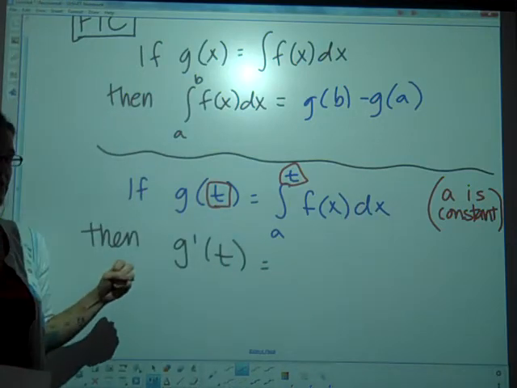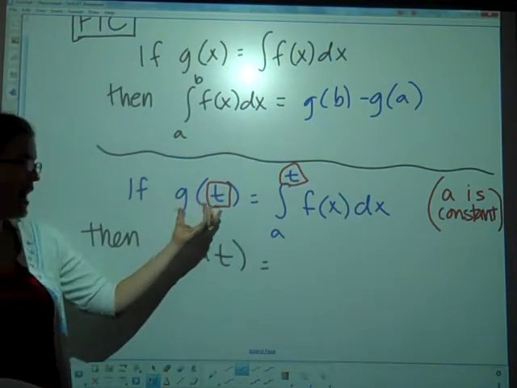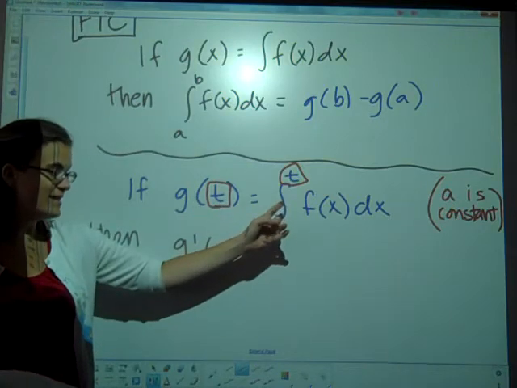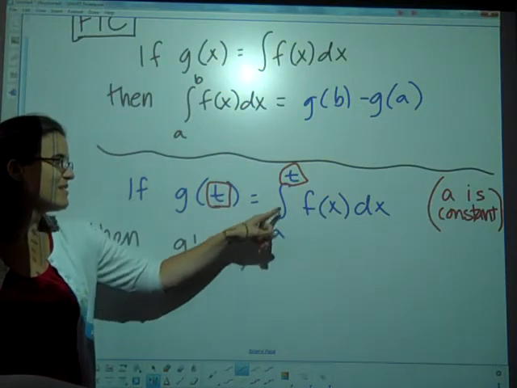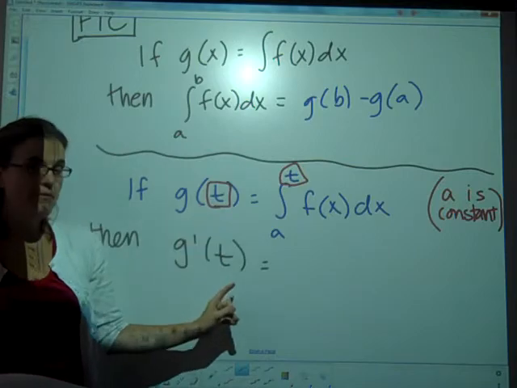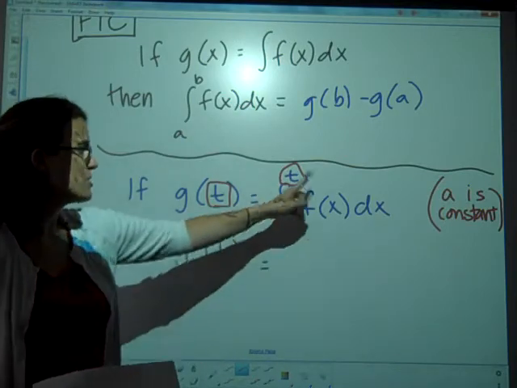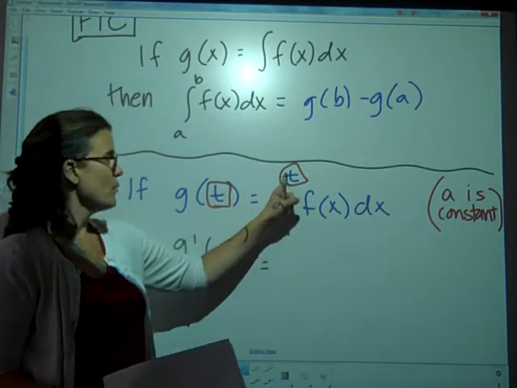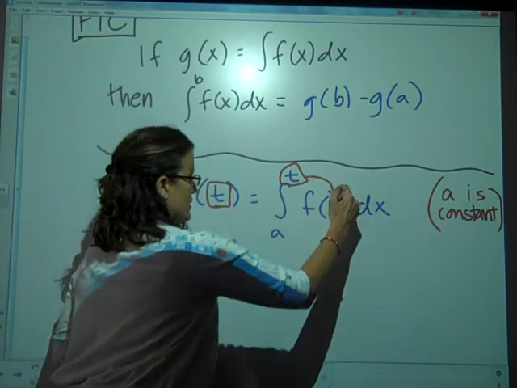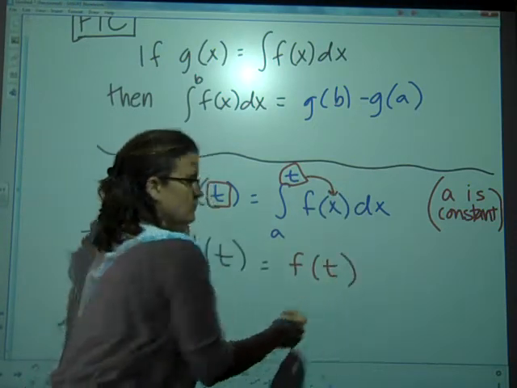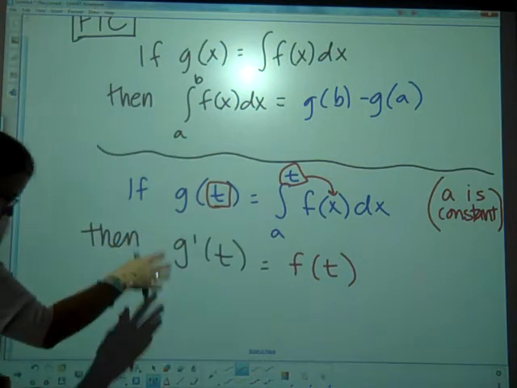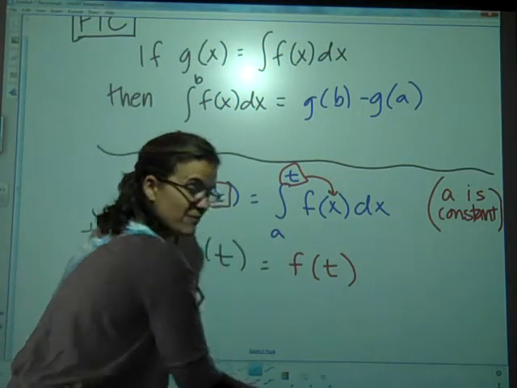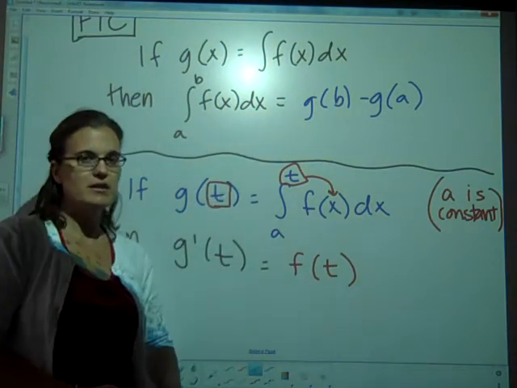Because what the second form of the fundamental theorem of calculus tells us is that if we have this definite integral defined from a constant to a variable, then when we take the derivative of this antiderivative, we're just going to get back to what we started, f, but with that t plugged in. So this would just be f of t. Hopefully you remember those two forms of the fundamental theorem of calculus.